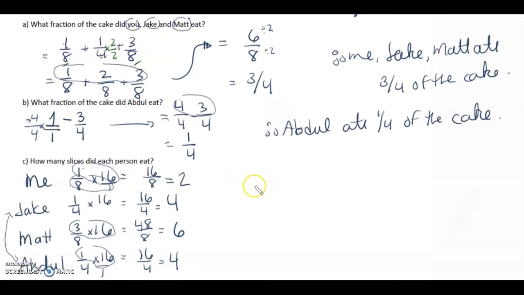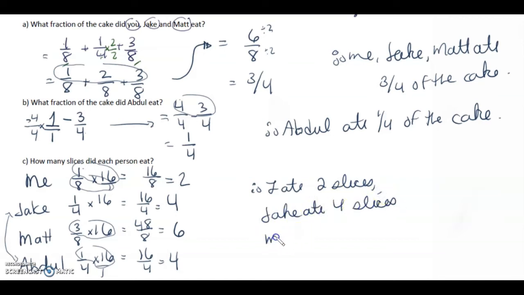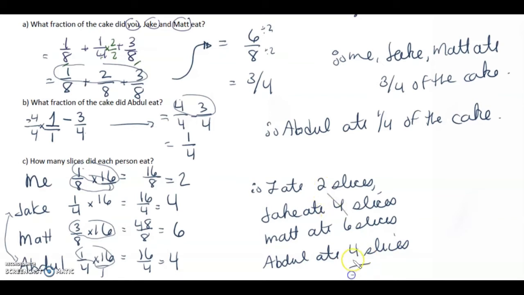And because this is a word problem, we can say, I ate 2 slices. Jake ate 4 slices. Matt ate 6 slices. And Abdul, I keep spelling that wrong. Abdul ate 4 slices. And as a check, if we added all these up, we'd get 16 slices. So we can also check that.